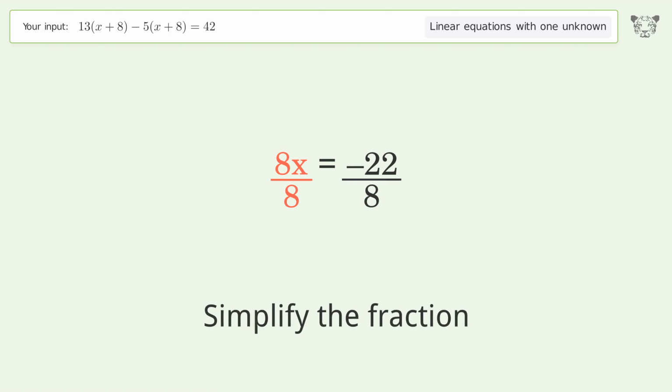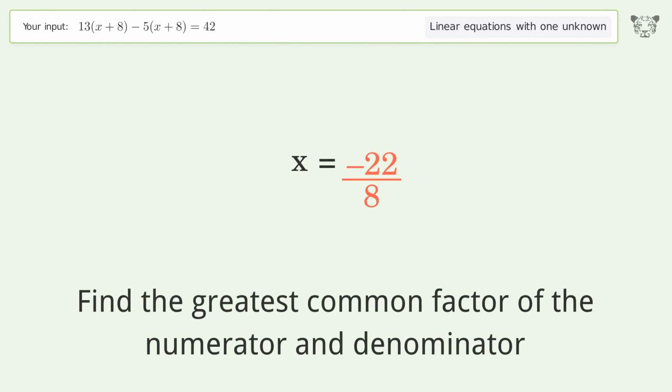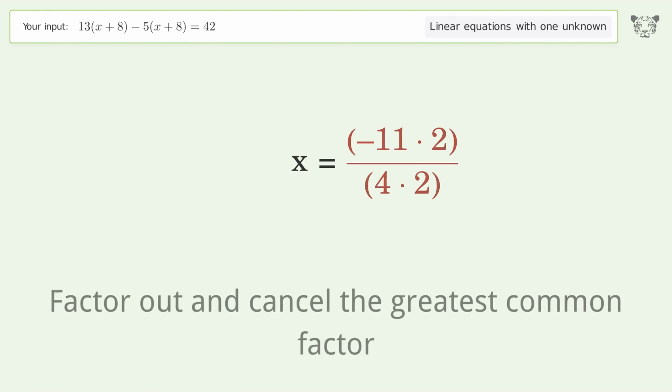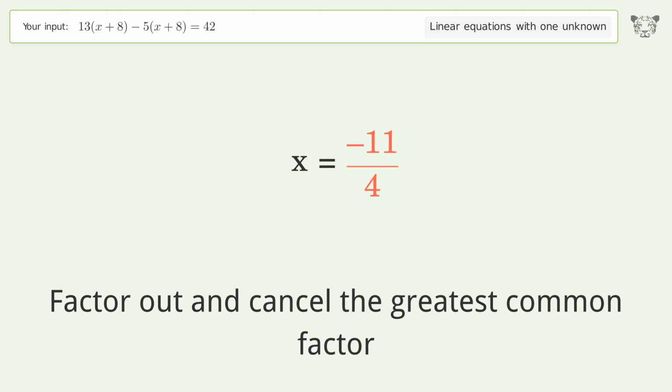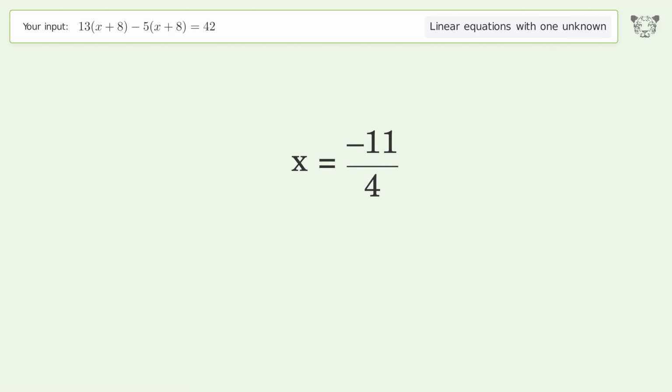Simplify the fraction. Find the greatest common factor of the numerator and denominator. Factor out and cancel the greatest common factor. And so the final result is x equals -11/4.